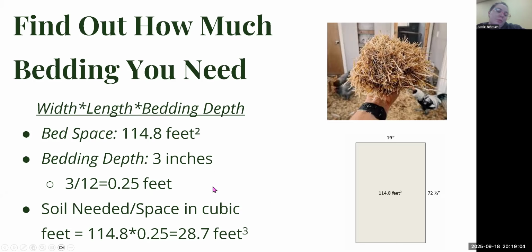So then we multiply everything together. 114 times 0.25 is 28.7 feet cubed, right? Because we're going in 3 directions. We're going width times length times depth. I unfortunately didn't add a video here, but you can kind of see it in this photo. Width times length and then depth. Depth, up, down, width, left, right, and then length, front to back, essentially.